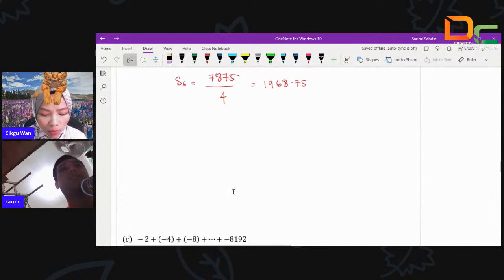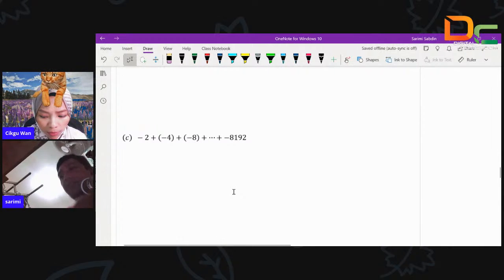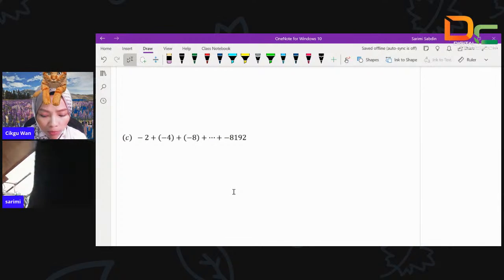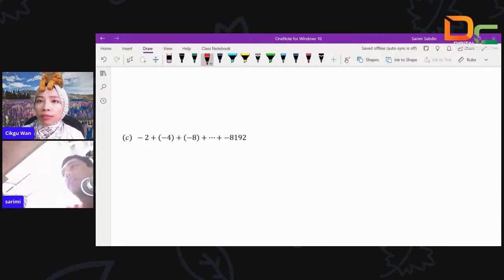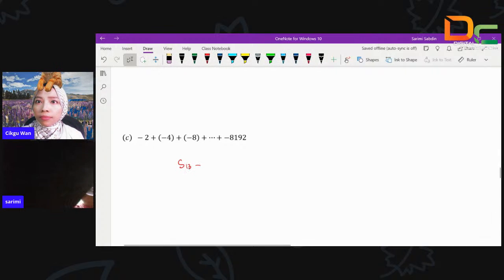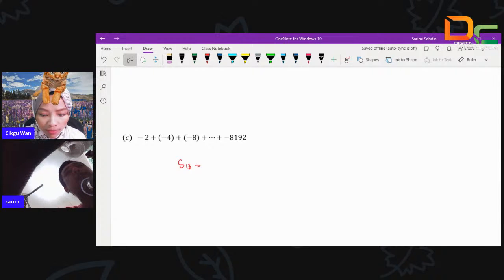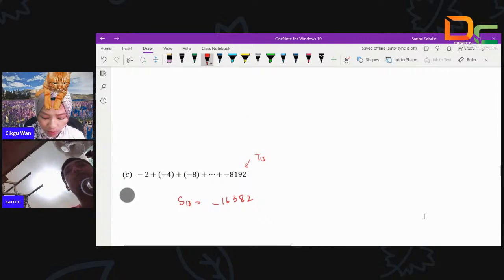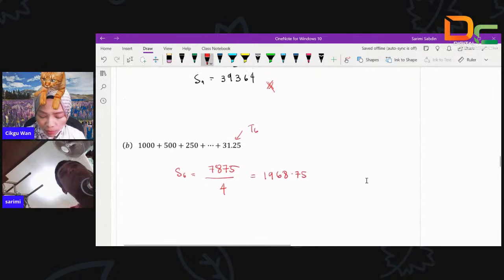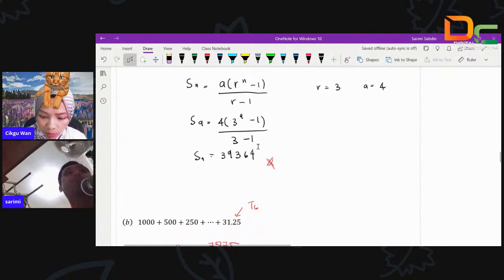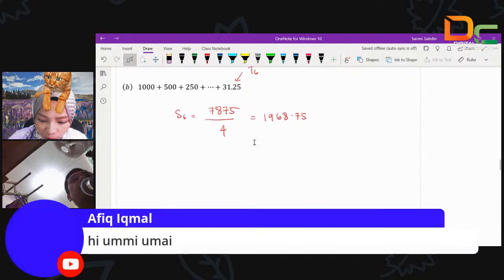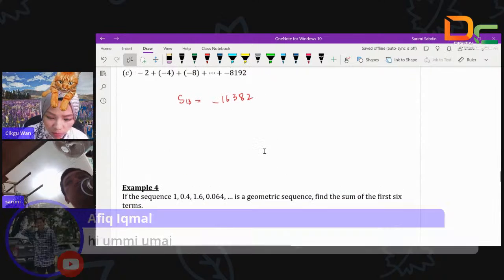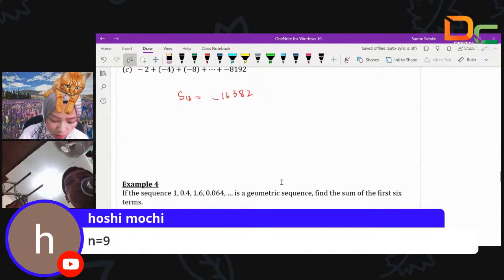And also for C, we find S13, because negative 8192 is T13. The answer is negative 60,382. You can do this. The method is the same as this one; it just changes the numbers. Alright, so that is example 3.